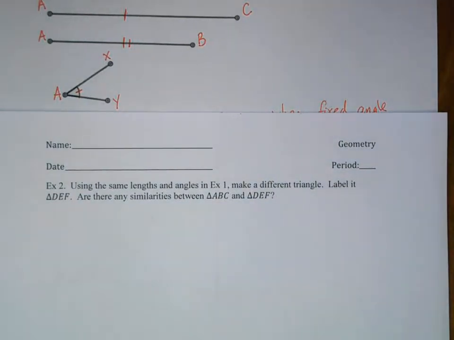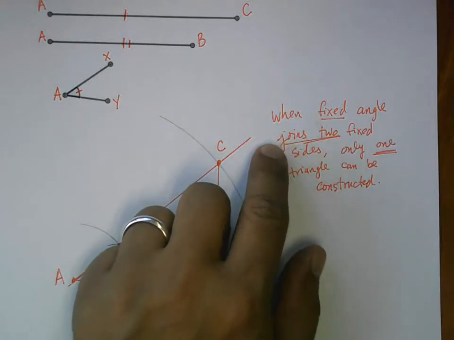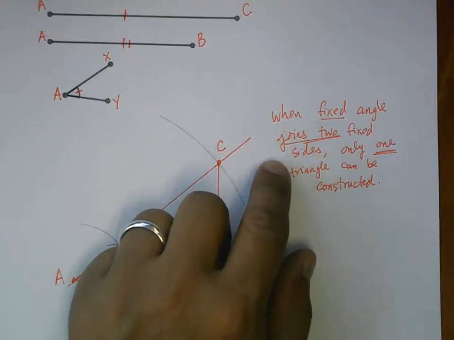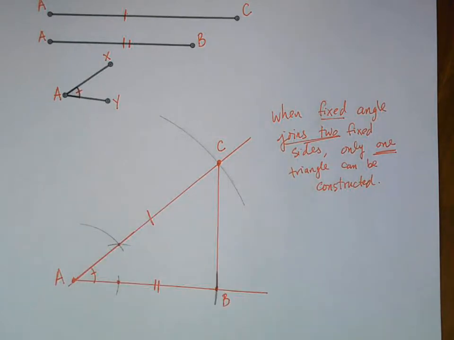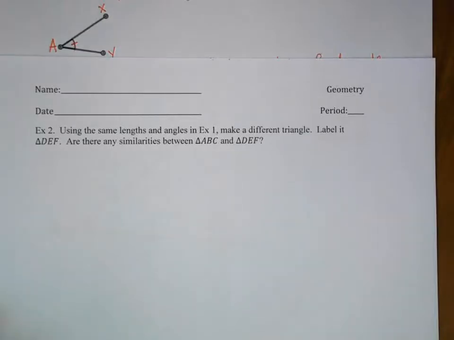In this video we are continuing on from the previous one where we talk about making a triangle when given two fixed lengths and one fixed angle. And we know from the previous video that when the fixed angle joins the two fixed sides, there can only be one congruent triangle that's constructed. So what if this time we don't join the two sides with the angle? Let's see what happens.